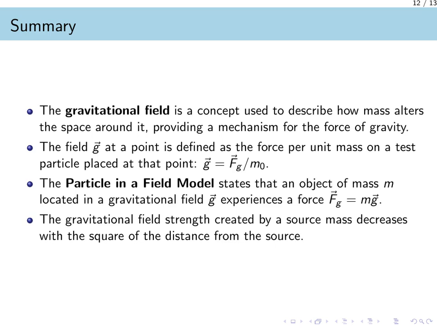This definition leads to a very powerful tool called the particle in a field model. This model states that if you place an object of any mass, m, into a known gravitational field, g, it will experience a force given by the simple product Fg equals m times g. Finally, remember that the strength of the gravitational field created by a source mass is not constant. It gets weaker with distance, following an inverse square law. So the further you are from the source, the weaker the field becomes.